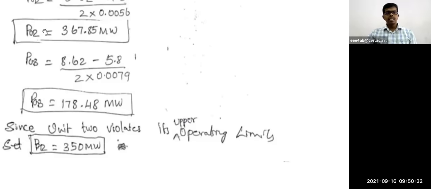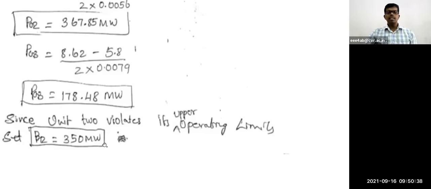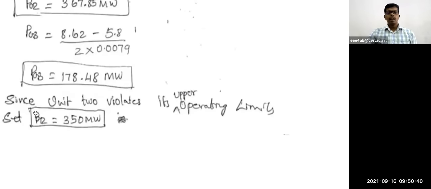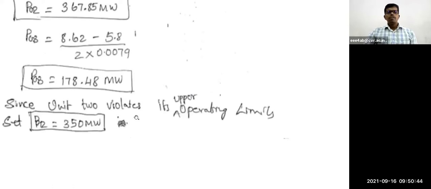So we are fixing this PG2 as 350 megawatt. We are setting this PG2 as 350 megawatt.